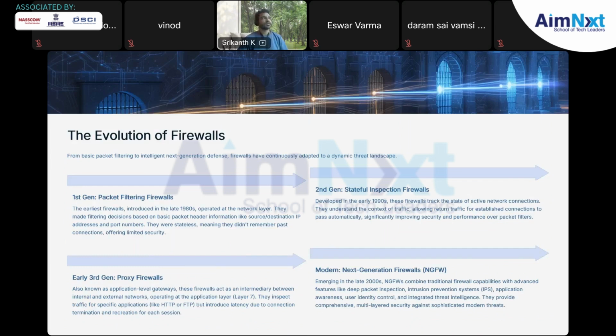Okay. So the evolution of firewalls: initially there was the packet filtering firewall, just packet filtering with access lists. Then stateful inspection firewalls came in the second generation. In the third generation, we had proxy firewalls. In the fourth generation, we don't have any fourth generation firewall, but we do have the next generation firewall. Our concept, as part of this course, is to discuss next generation firewalls.